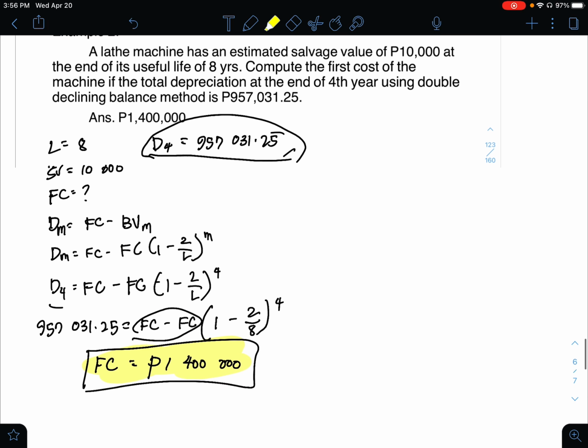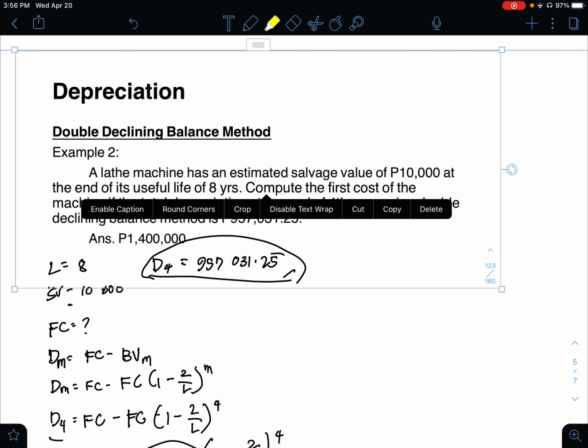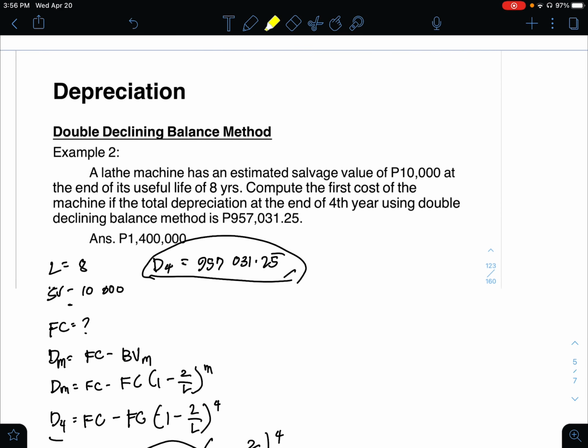So, for example, I am the accountant, or an expert in that field, and I will sell this machine to a company since it is still useful after 4 years of use under the double declining balance method. That is the setup or scenario if we use it in real life.